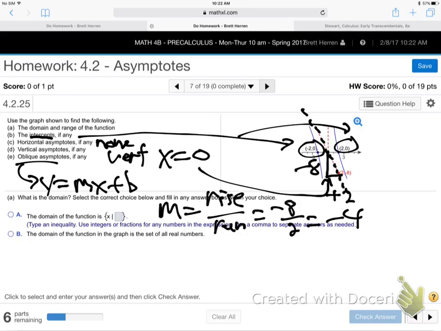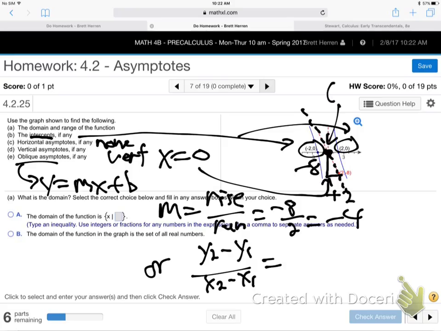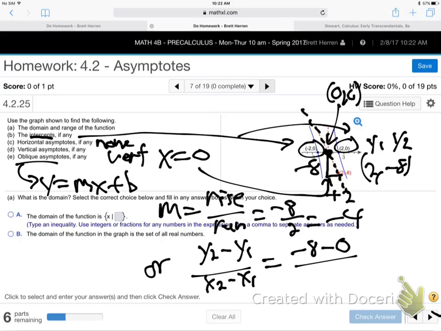Is that good? Or you could have done it more formally: y2 minus y1 over x2 minus x1, with the points (0, 0), the origin, and (2, -8). So negative 8 minus 0 over 2 minus 0, negative 8 over 2, same thing, negative 4. So the slope is negative 4, however you do it, rise over run, or difference of y's over difference of x's.